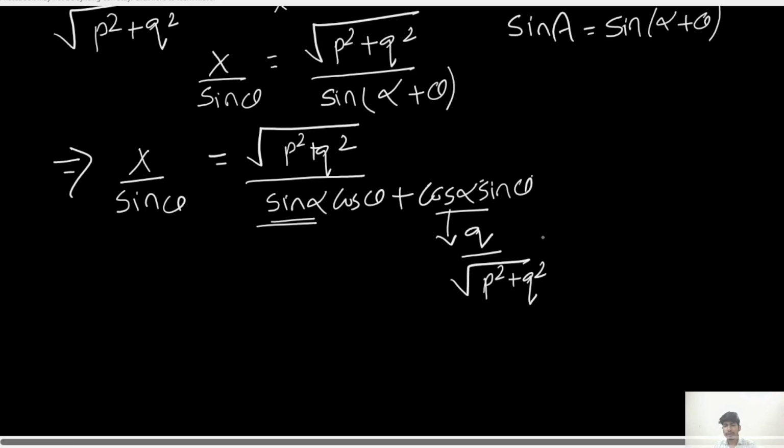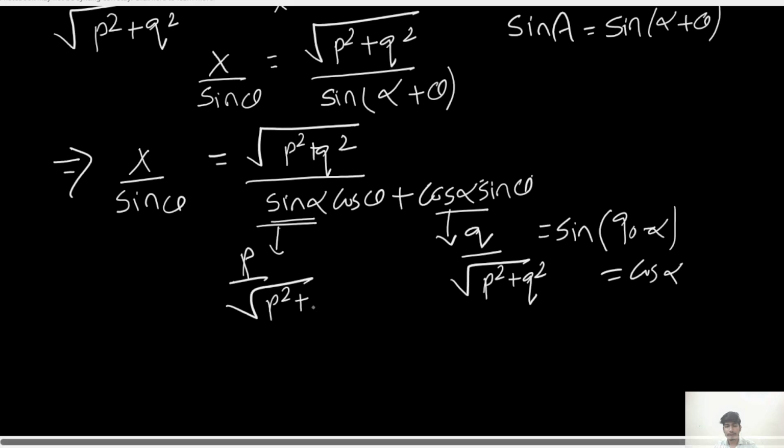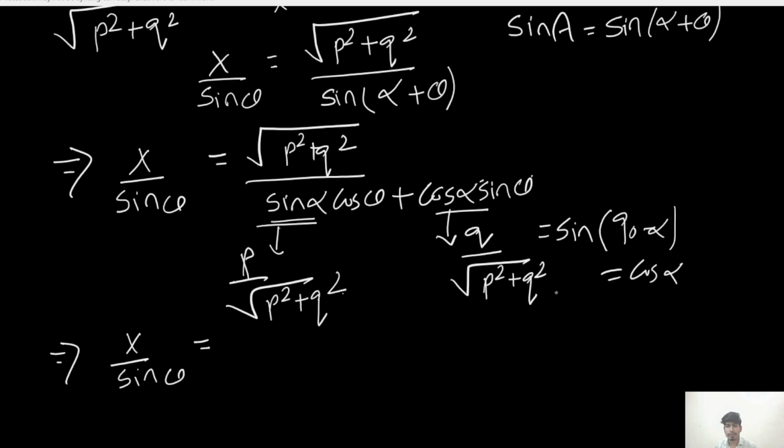Why? Because this is the value of sine of 90 minus alpha, and this is equal to cos alpha. Similarly, sin alpha is p upon under the root of p square plus q square. Okay students, then similarly you can get x upon sin theta, this is equal to q upon under the root of p square plus q square into sin theta plus p upon under the root of p square plus q square.